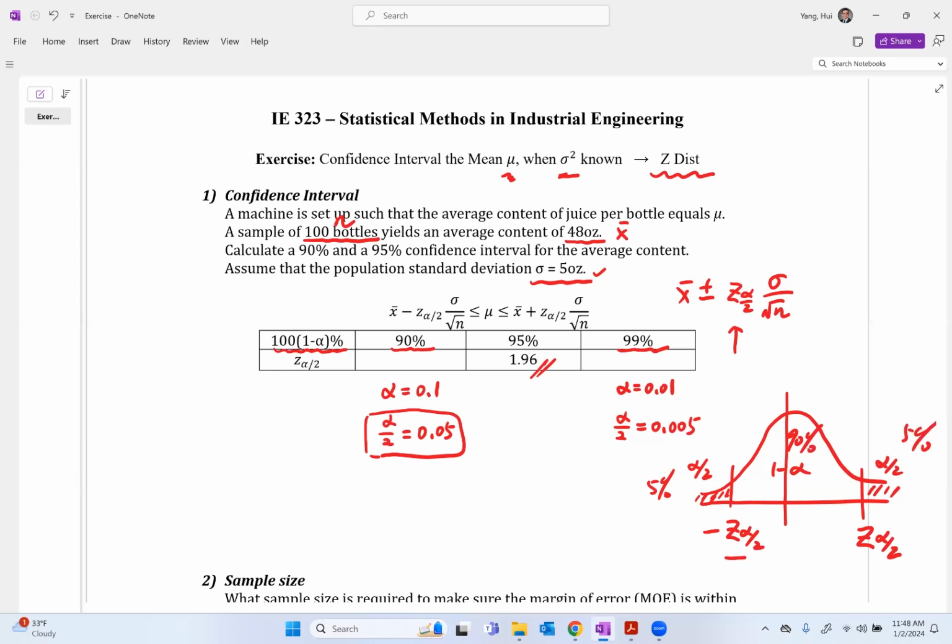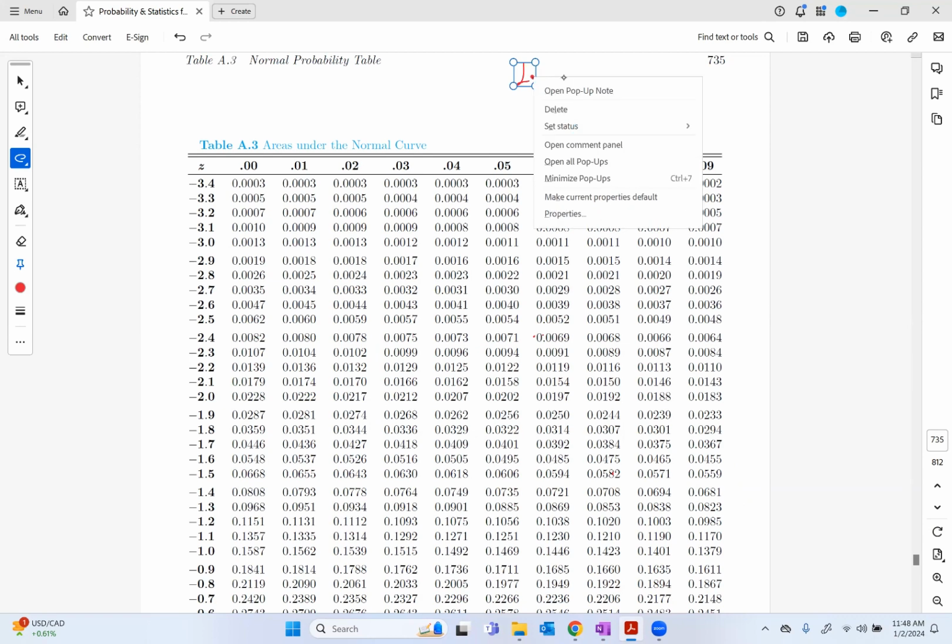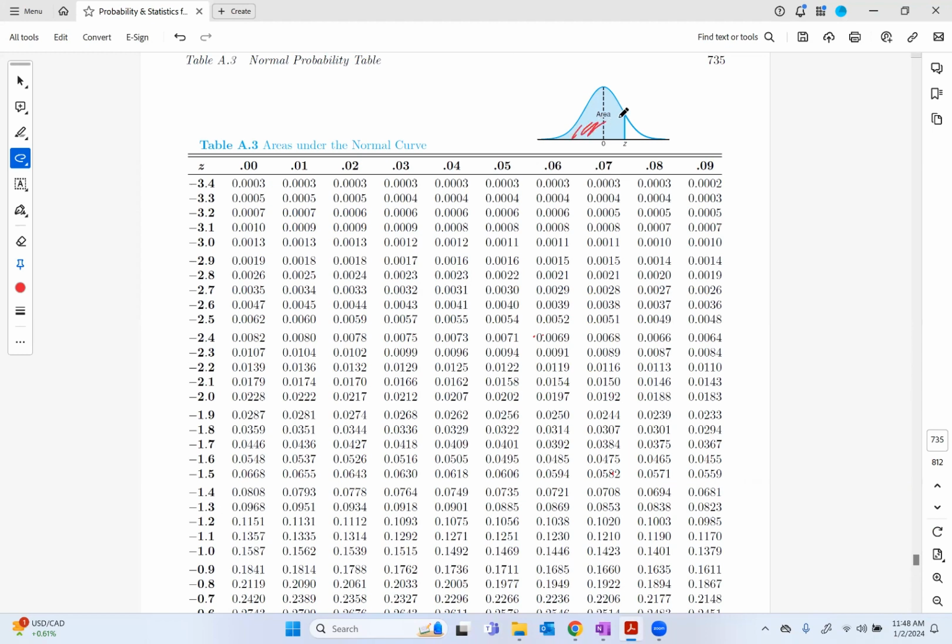Now let's find this location, Z alpha over 2. This is symmetric because this is the normal distribution. When the area here is 5% or 0.05, what is Z alpha over 2? Let's go to the table. As you can see, this is a left-tailed table. Everything is to the left side.